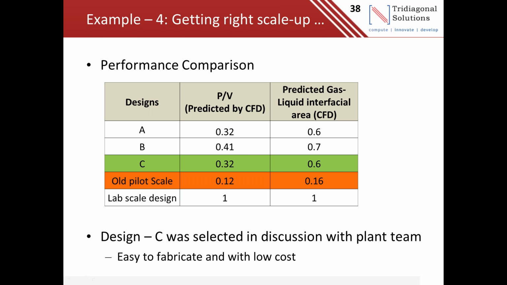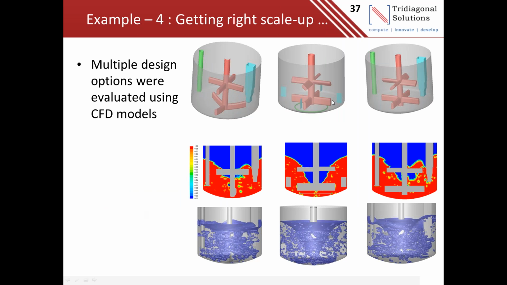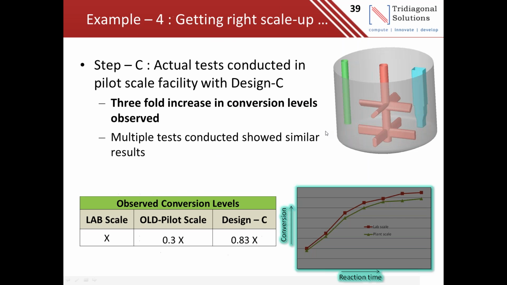However, design C was selected in discussion with the plant team of our client because it was easy to fabricate and the fabrication cost was low in this system. We performed many different batches with the third design, and we see that we get a threefold increase in the conversion levels with the modified design. So the conversion was improved from 30% to 83% in the lab when we use the improved design.